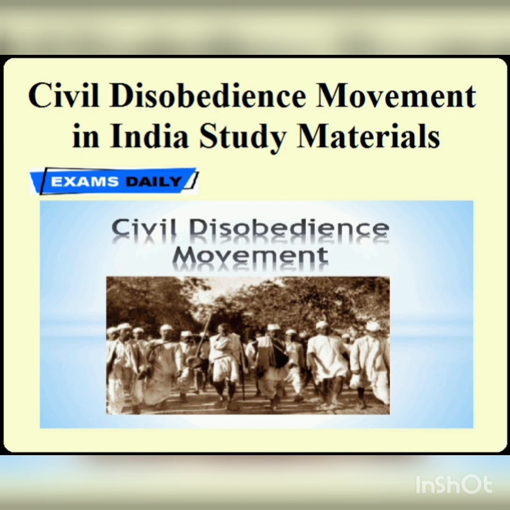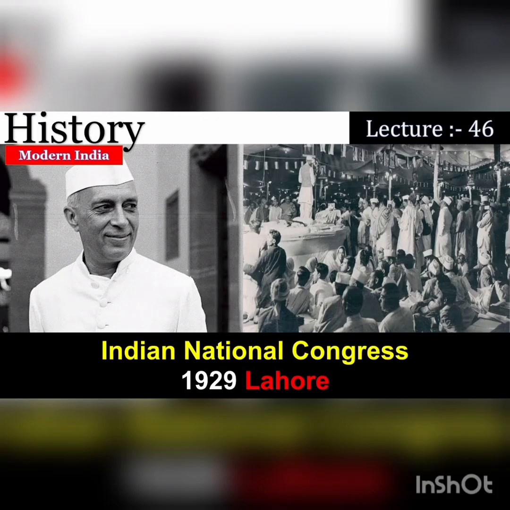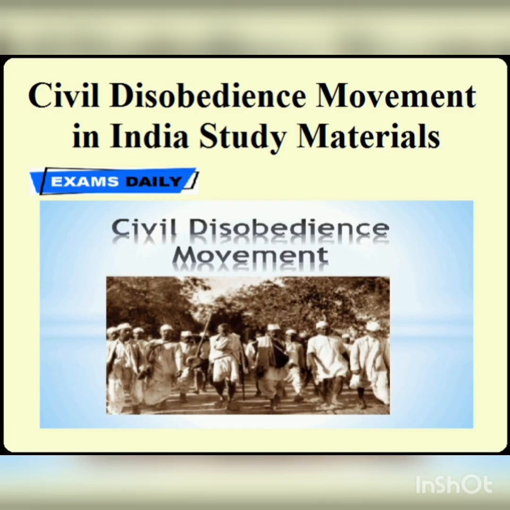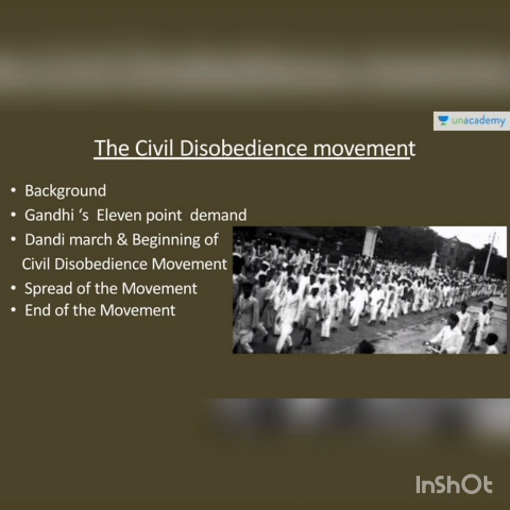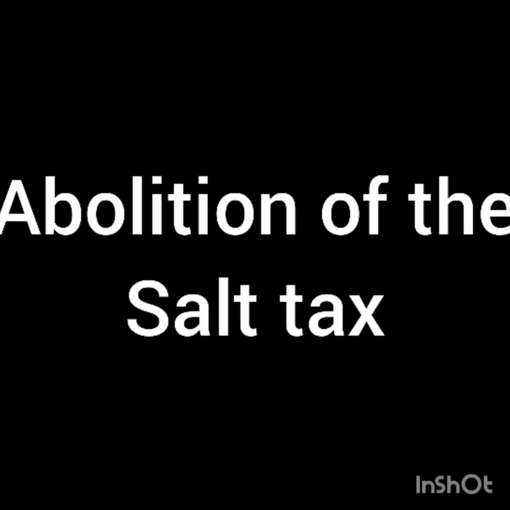In the Lahore session, full powers were given to Mahatma Gandhi to start a mass movement. Mahatma Gandhi gave this movement the form of a civil disobedience movement. Before launching this movement to the British government, the first demand put forth by Gandhiji was the abolition of the salt tax. The abolition means to put an end to the salt tax.